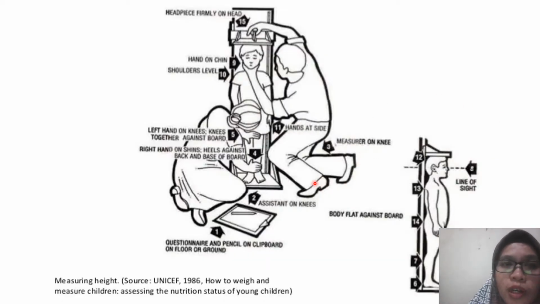This picture shows that measurement of height needs two enumerators. One person holds the respondent's or child's head properly and reads the result on the microtoa scale, and the other makes sure the heel is against the wall and also presses the knee against the wall. This picture also shows the 5 parts that must be attached to the wall: head, shoulder, bottom, calf, and heels.